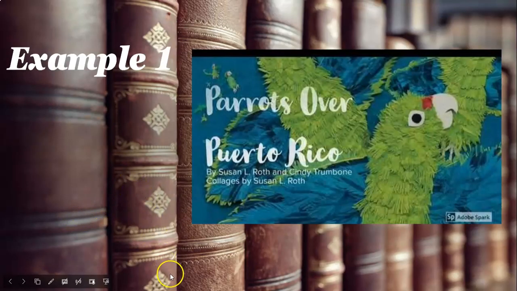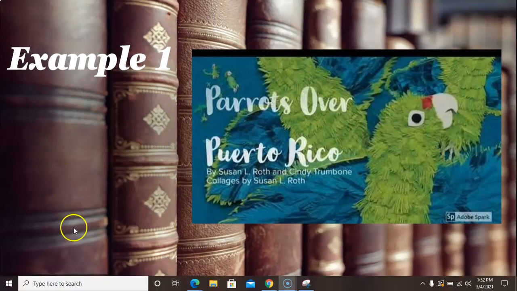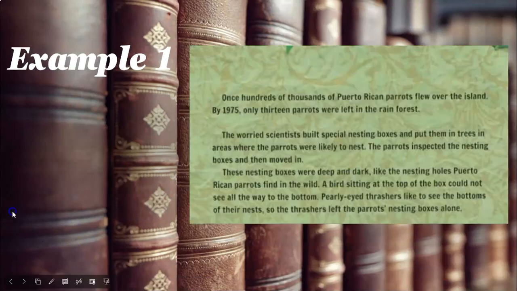Example number one, coming to you once again from Parrots Over Puerto Rico. We're going to take a look at a couple of different pages. We might do a little bit of reading out as well, and we're going to see if we can identify how the author uses several types of organizational structures to present his information or her information. I apologize. So let's take a look.